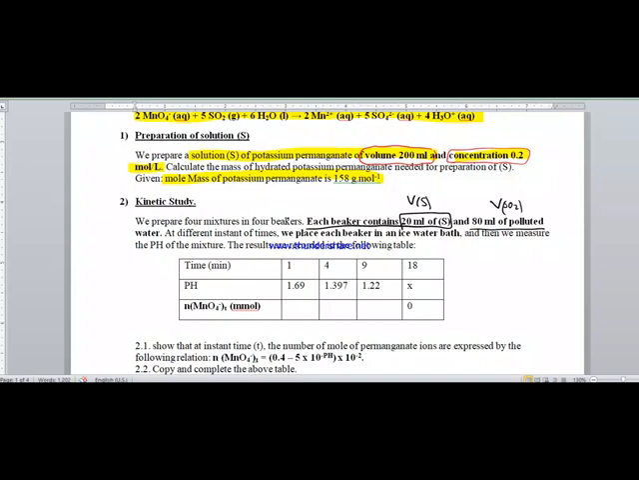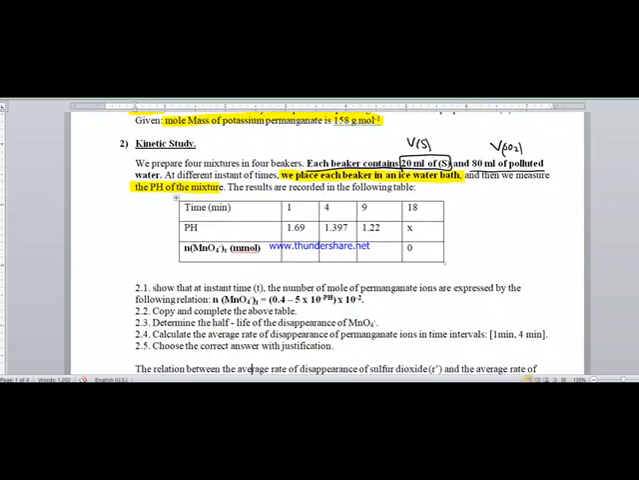At different instants, after a certain period of time, we place each beaker in an ice water bath. Then we measure the pH of the mixture. And the results are given in the following table.